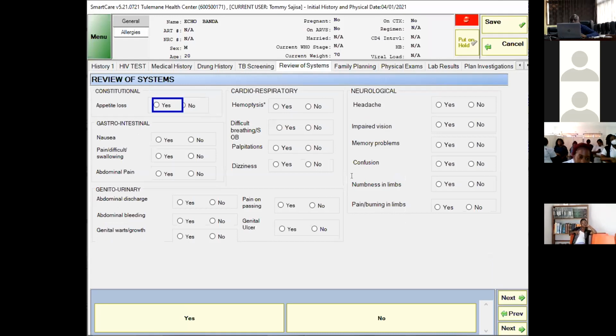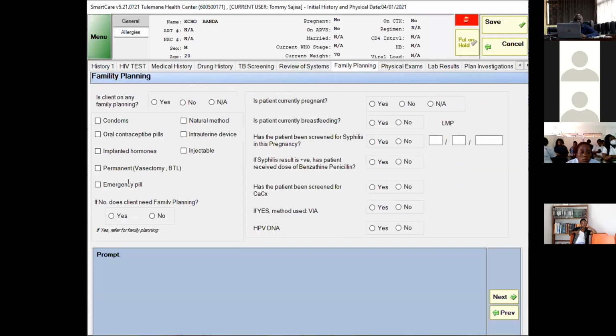Like I said, it was at the end of the program, and people were rushing to meet the deadline to have the deliverable done, and so it is not final. There will be some corrections that will be made here and there. On the family planning, the additions of the emergency pill, the permanent methods, the vasectomy and BTL, the intrauterine device, natural family planning method have also been included here.